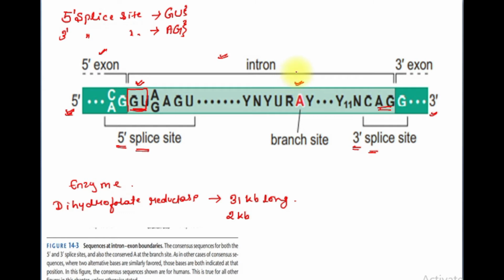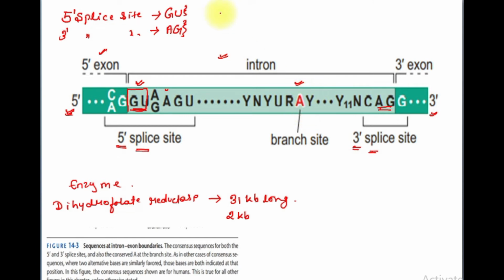Which is the branch point? Adenine is the branch point. So if there is an A, see here we also have an A, but this is not the branch point. How can we recognize that this A is the branch point? We can recognize it when adjacent to it is a pyrimidine.